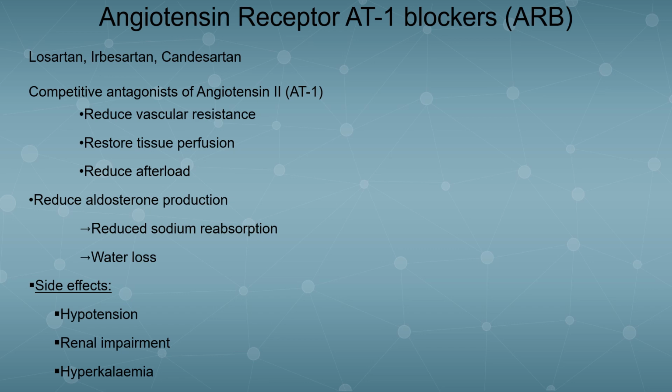They also decrease vascular resistance. Similarly to ACE inhibitors, which prevent the formation, ARBs prevent the action of angiotensin 2. So they will decrease the vascular resistance, restore the tissue perfusion, and decrease the afterload. They will also decrease aldosterone production. Once the production of aldosterone is reduced, sodium reabsorption is decreased and there is loss of water. So this also helps in CHF. The side effects will be hypotension, renal impairment, and hyperkalemia.